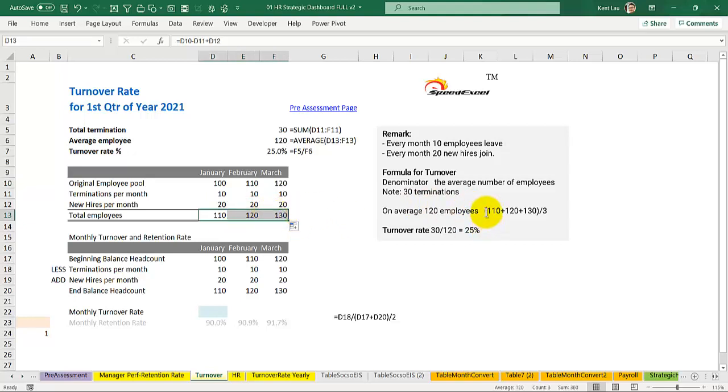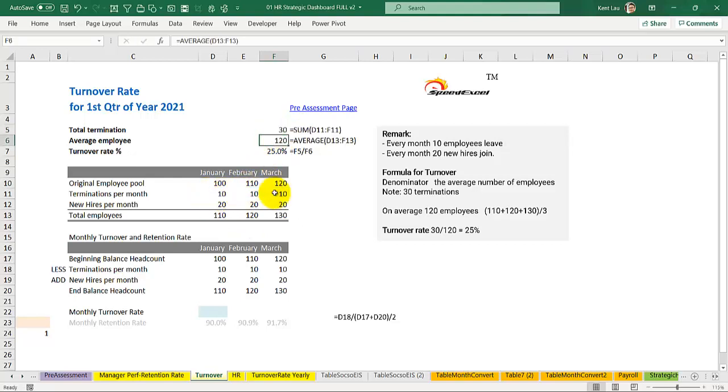Okay, so 110, 120. That is the average for the first quarter. So January, February, March, you have 3, and you divide by 3, and you get that average of 120. And the total terminated staff over the first quarter is 30, because you can see that here. So it's just basically the sum.